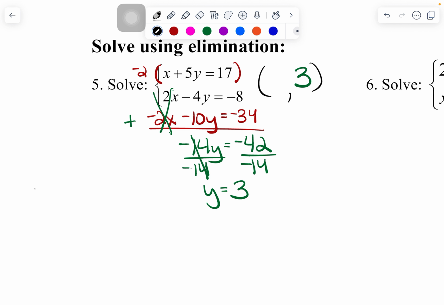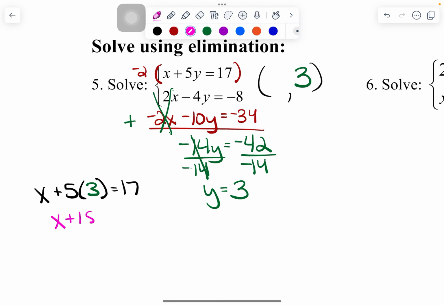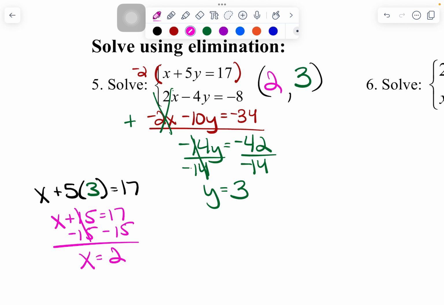So off to the side here, we've got x plus 5, y is 3. So I'll go ahead and do that substitution, and then equals 17. So solving this, I'm going to get x plus 15 equals 17. Subtract 15 from both sides, and I'm going to get x is equal to 2.